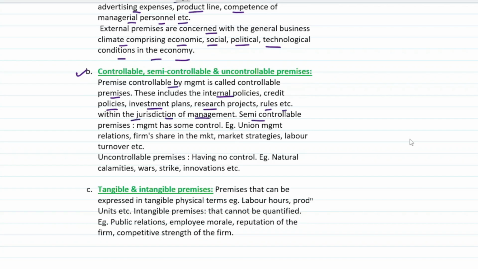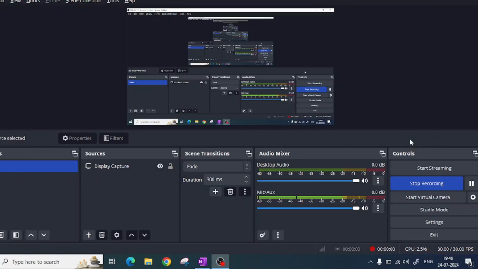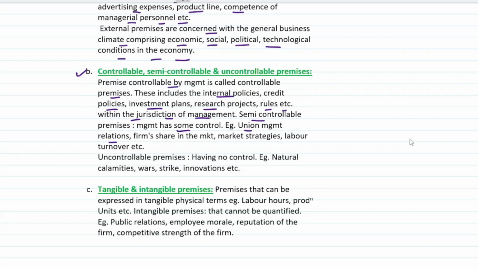Now if we talk about semi-controllable premise, then it means management has some control. That means they don't have the complete control, they have some control. So what are the things over which management has some control? It can be union management relations, right? The union can take certain calls, but if you go hand in hand with the union, then you can exercise some control over them. Similarly, firm share in the market. It's basically how you perform that can lead to increasing your control, but again that is not exactly fully controlled by you.